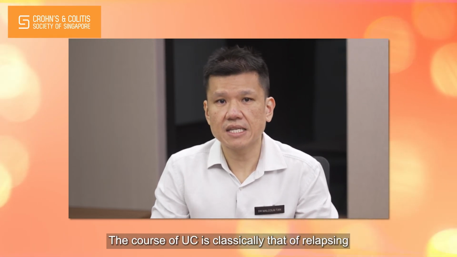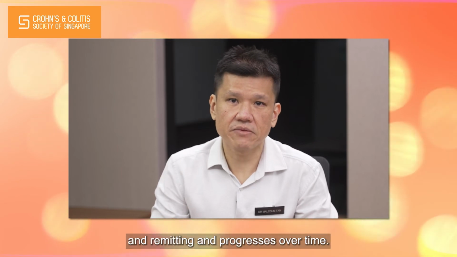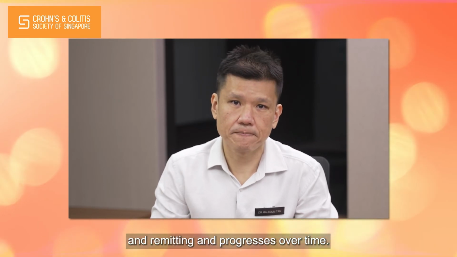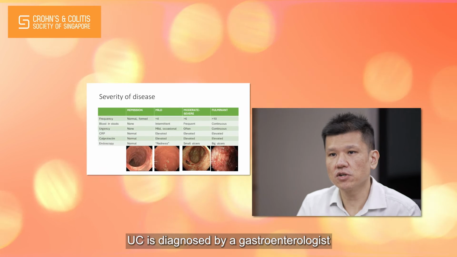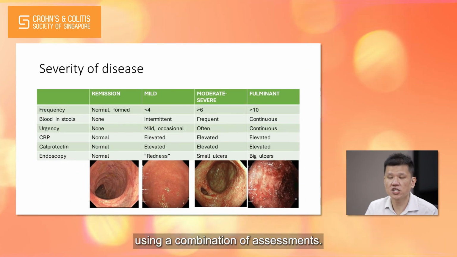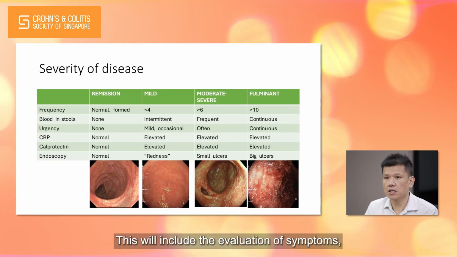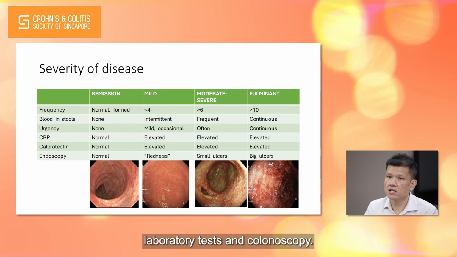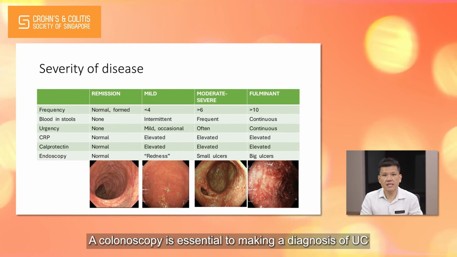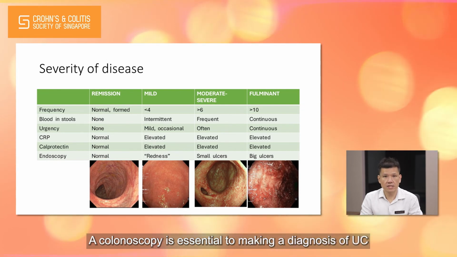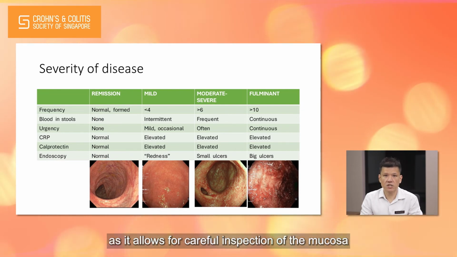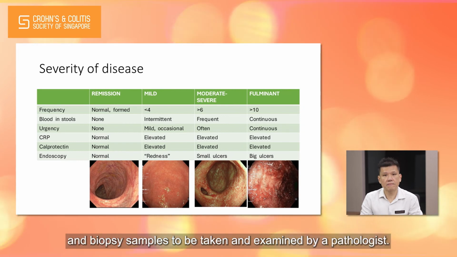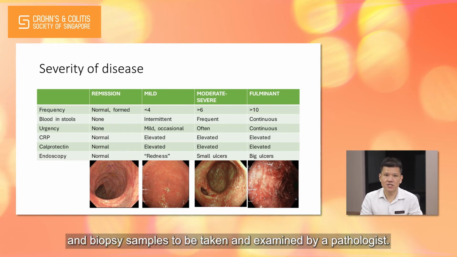The course of UC is classically that of relapsing and remitting, and progresses over time. UC is diagnosed by a gastroenterologist using a combination of assessments. This would include the evaluation of symptoms, laboratory tests, and colonoscopy. A colonoscopy is essential to making a diagnosis of UC, as it allows for careful inspection of the mucosa and biopsy samples to be taken and examined by a pathologist.